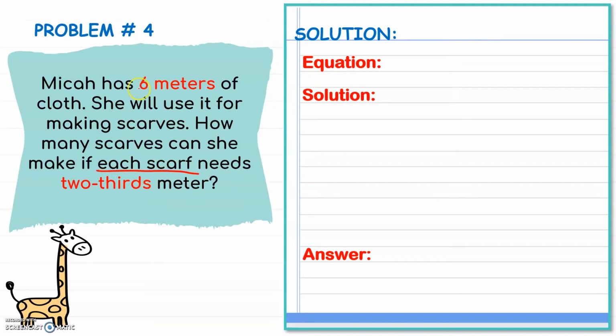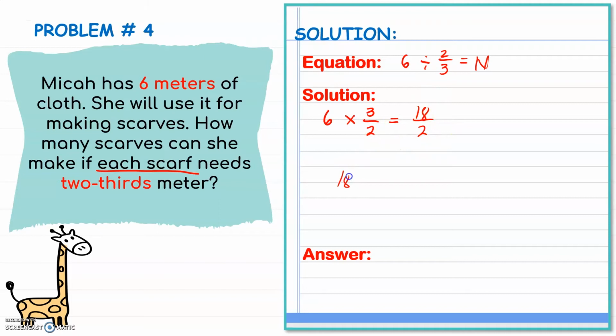And what she has is 6 meters. So for our equation, we'll have 6 meters divided by 2/3. So again, let's multiply the dividend by the reciprocal of the divisor. So that will be 3/2. 6 times 3 is 18. Then we'll have to copy the denominator 2.